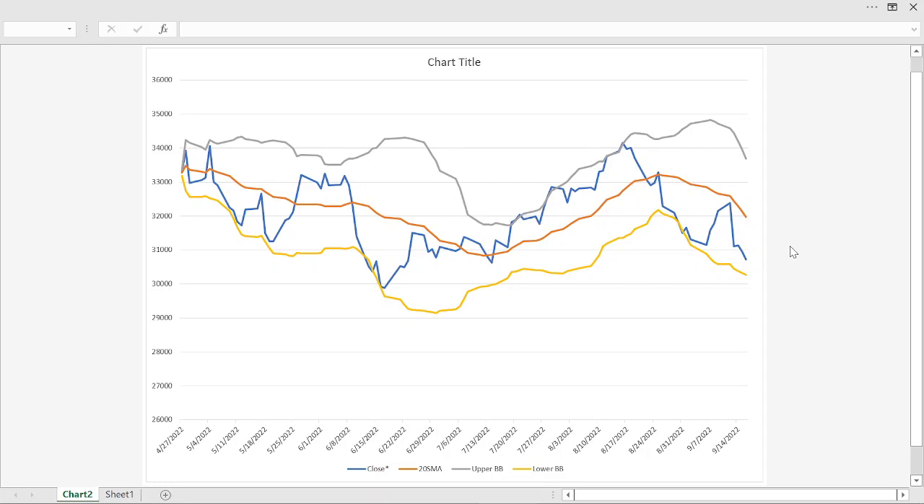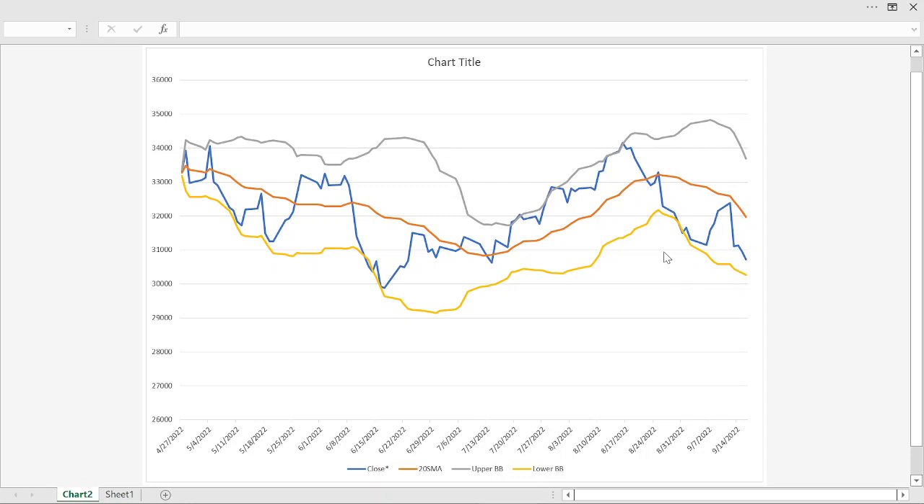Now the Bollinger Band can be used in a number of different ways. First of all, it tells us whether the market's in a range-bound or a trending state. In a range-bound state, you'll see the market, the blue line, the closing prices, tend to oscillate between the lower band and the upper band and go back and forth, crossing above and below the 20 simple moving average. However, when the market breaks out into a trend, the blue line, the closing prices, tend to remain between the 20 simple moving average and the upper Bollinger Band, or in a downtrend, they'll remain between the 20 simple moving average and the lower band.